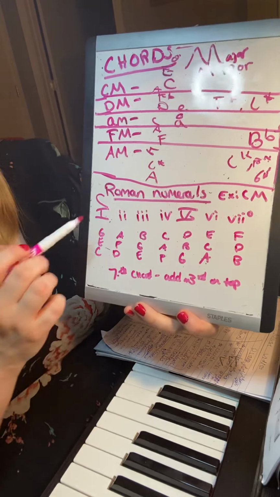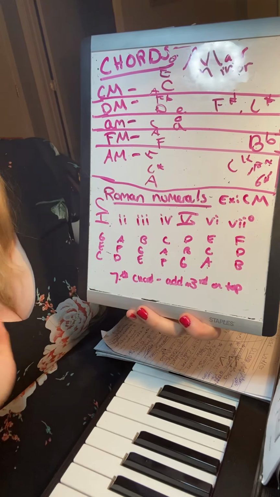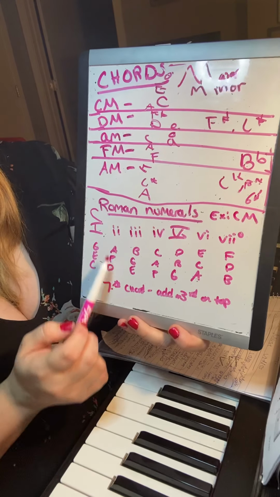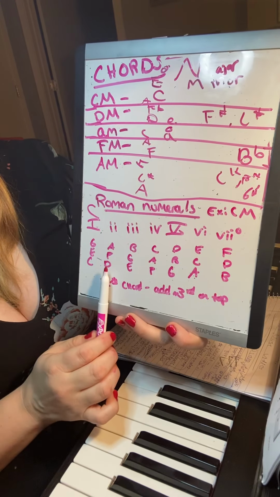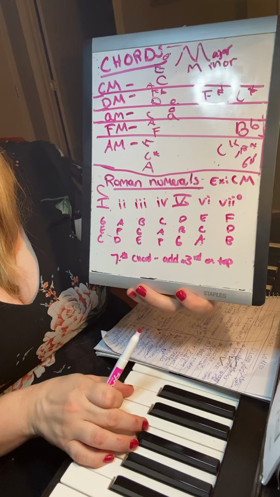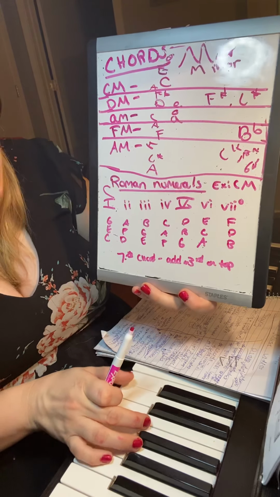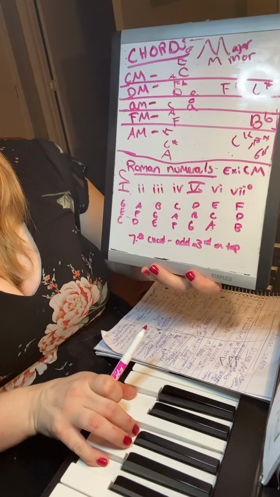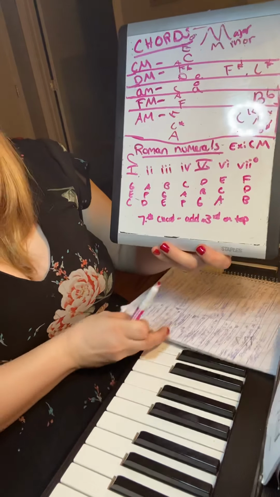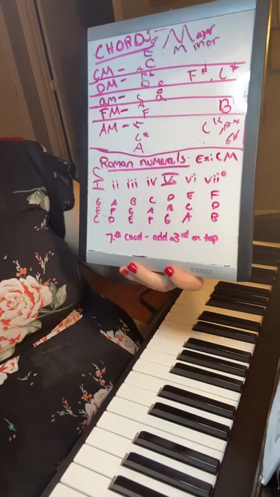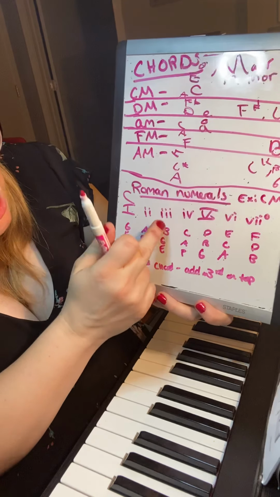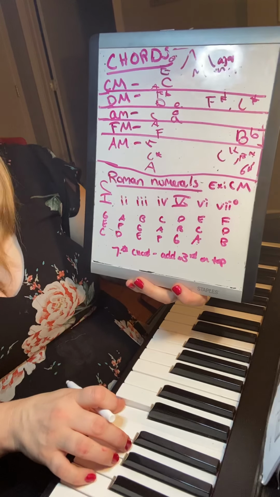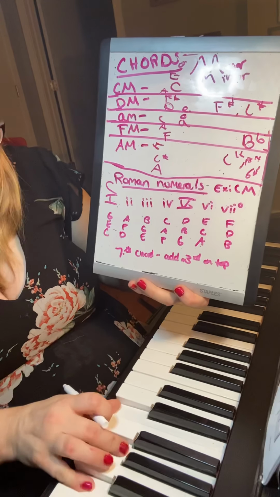Now to find 2, because it's lowercase, that means it's a minor chord. It's going to sound minor. And this means that it's the second note in the scale and then the third and fifth build on it. So that would be D, F, A. Now you're going to go to the next note. The next note is going to be an E because it's the third note in the scale. And then you build the third and fifth upon it.